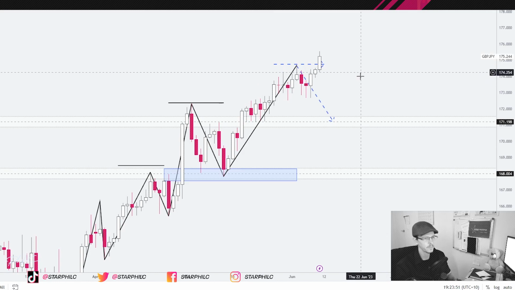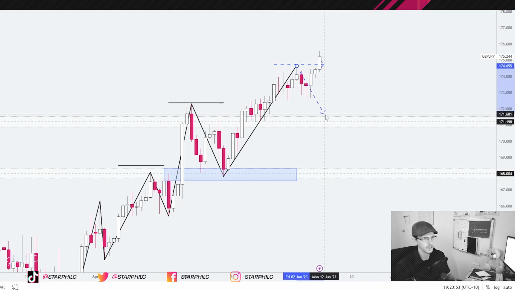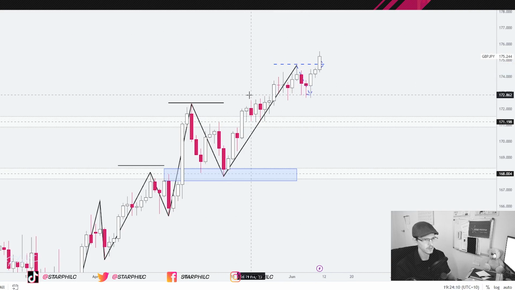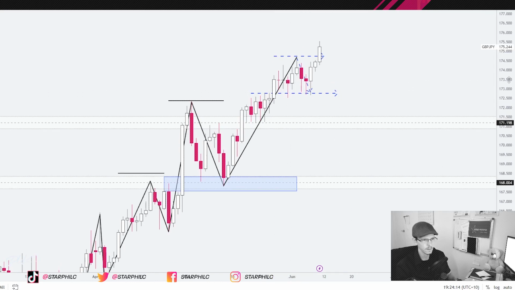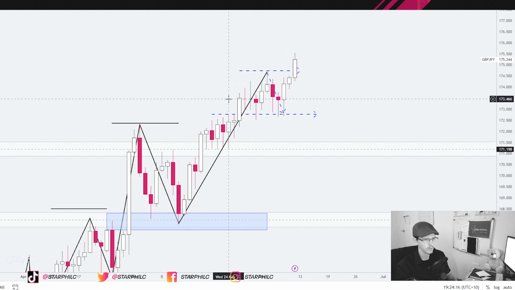Heading over to the pound yen, now, staying on the example at the start of this video, we didn't get a pullback right down into this level, okay? We didn't get a pullback down there. We got a little shallow pullback right down into here, okay? So we did touch these highs right there, okay? Price action did touch this, so here is our high.